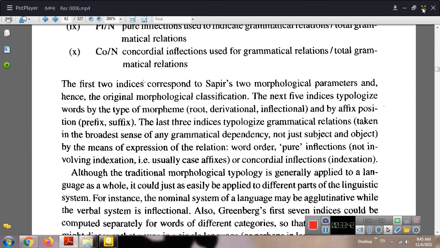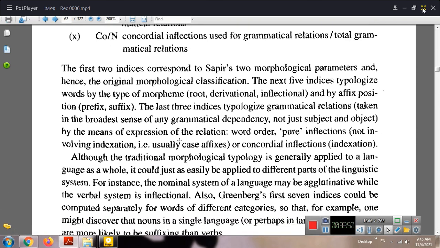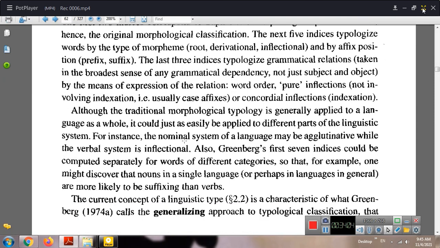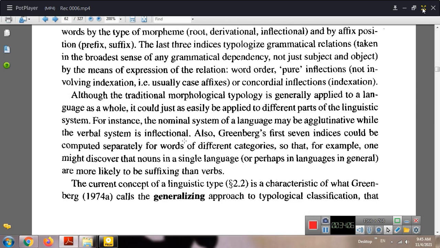typologize grammatical relation taken in the broadest sense of any grammatical dependency, not just subject and object, by means of expression of the relation: word order, pure inflections, not involving indexation, like usually case affixes, or concordial inflections, which is indexation. Although the traditional morphological typology is generally applied to a language as a whole, it could just as easily be applied to different parts of the linguistic system.